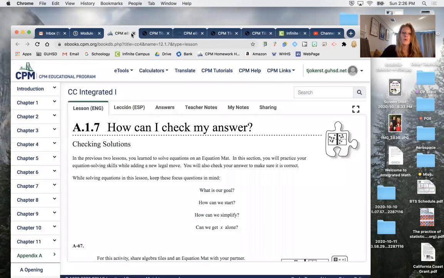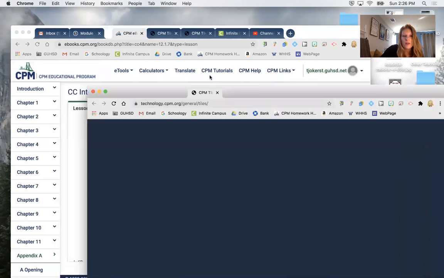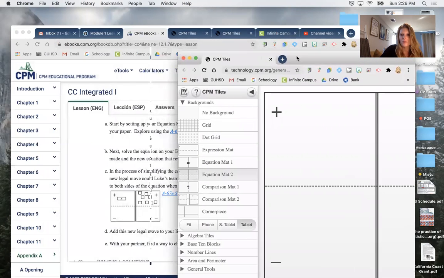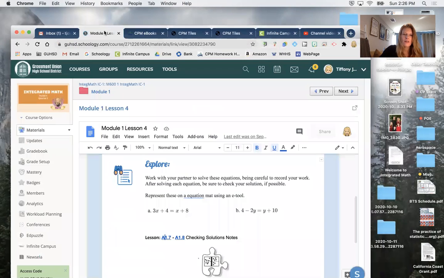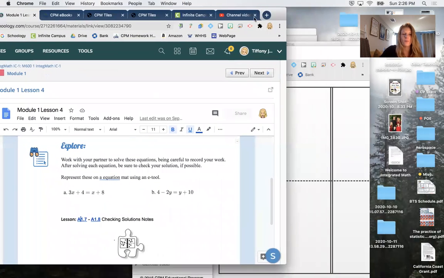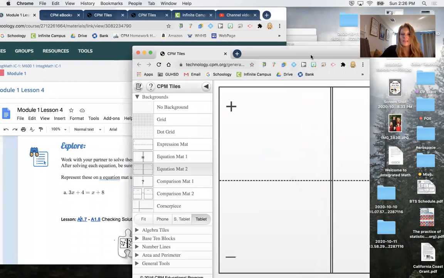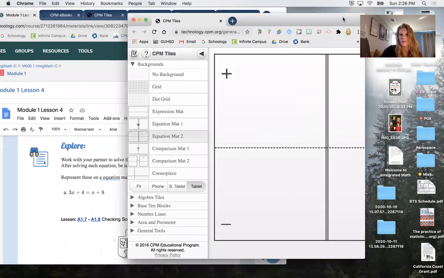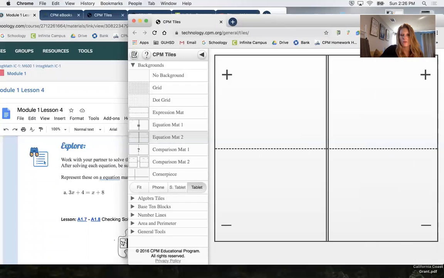Okay, so now I'm going to pop back. I'm going to pull this one off, and we're going to look at what they want me to build in the lesson. So I'm going to go back to Schoology. This is the first one that I'm going to look at, building this one on an equation mat. Okay, let me adjust my windows just a little bit here. Get all set up. There we go. So now this is nice and pretty.